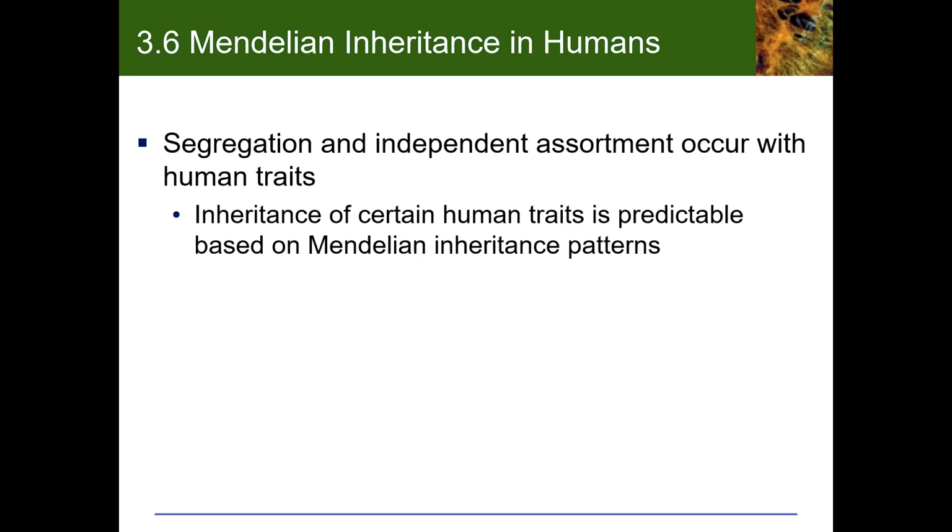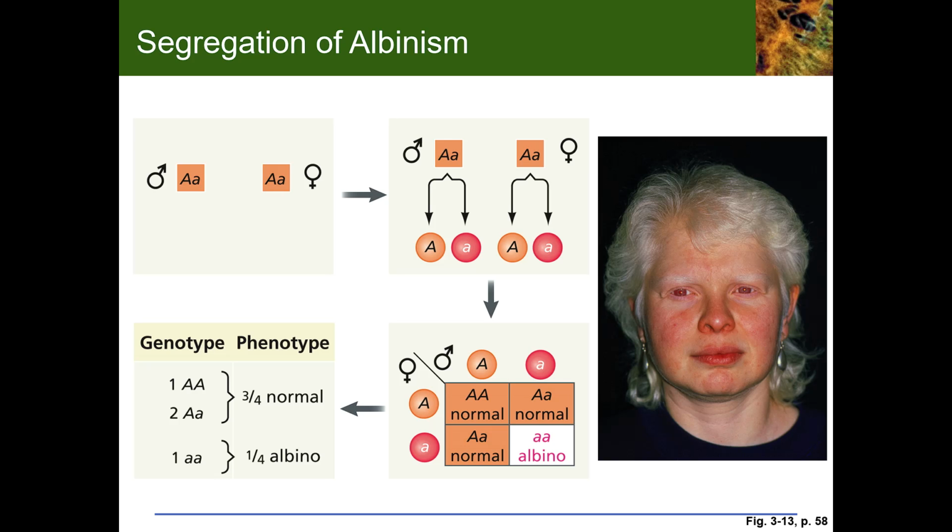Now, segregation and independent assortment occur with human traits. Inheritance of certain human traits is predictable based on Mendelian inheritance patterns. Here, segregation of albinism. On this slide, we've got two parents. They are heterozygous for albinism. To become albino, you would have to be little a, little a. It's a recessive trait. It's homozygous recessive because you would have two little a's.